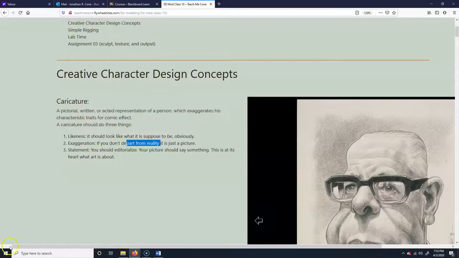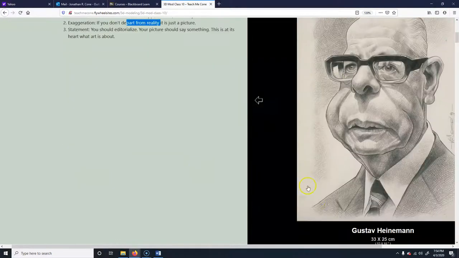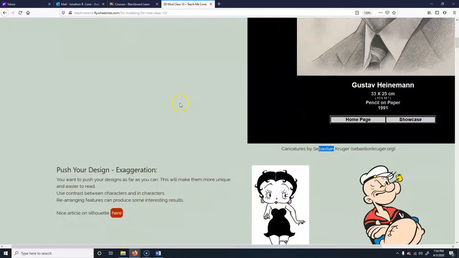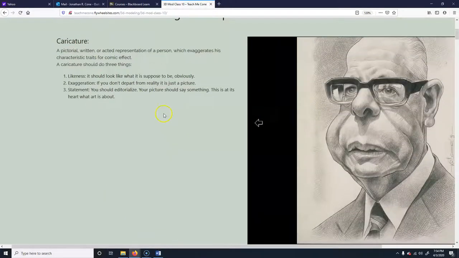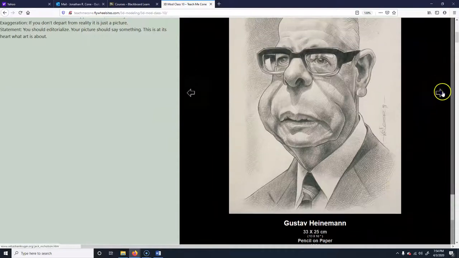Okay, all right. So obviously, when people think of caricatures, they usually think of this sort of thing here. But this guy is awesome. What's his name? Sebastian Kruger. He does these drawings and paintings of basically famous people. Some of these, I don't know who they are. Like, I don't know who Gustav Heinemann is or whatever.